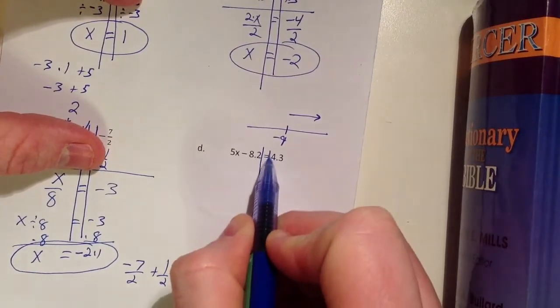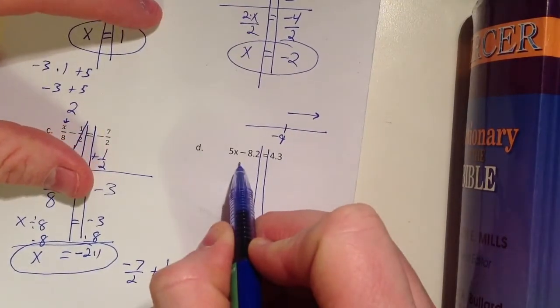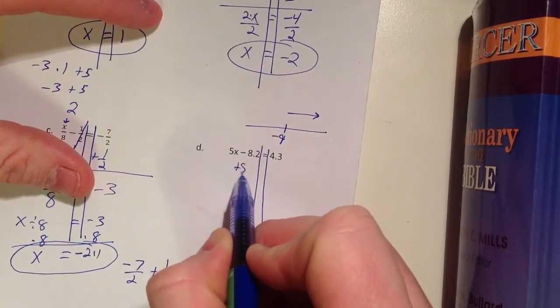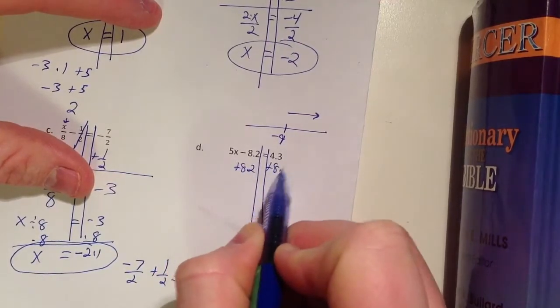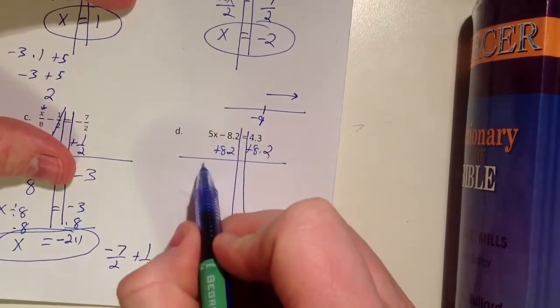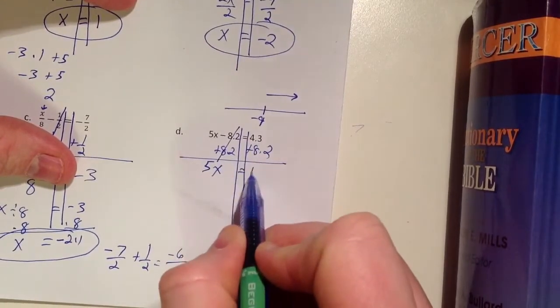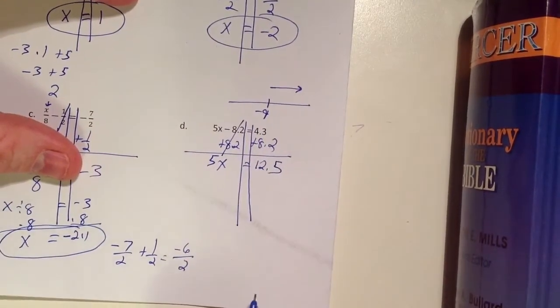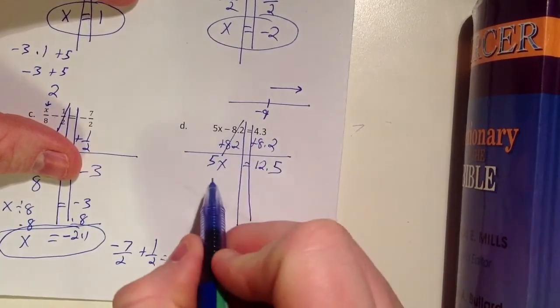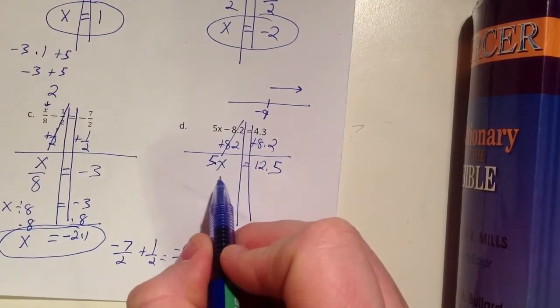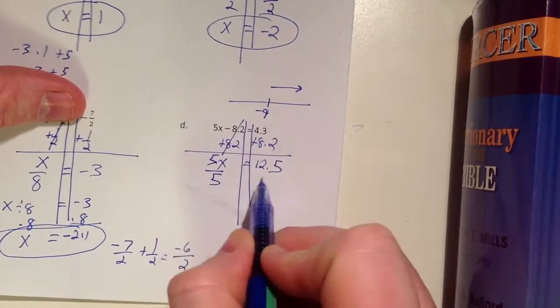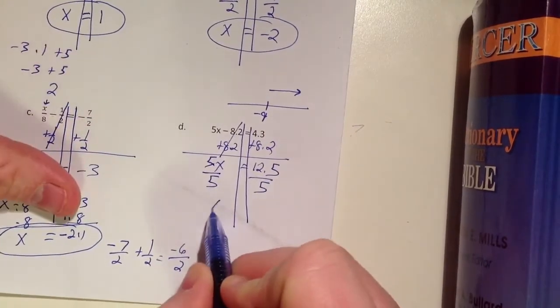All right. So we come back in. I say minus, inverse is positive, 8.2 plus 8.2. I get 5x because this cancels out. This becomes 12.5. All right, this means times. What's the inverse? It's division. So I divide by 5.